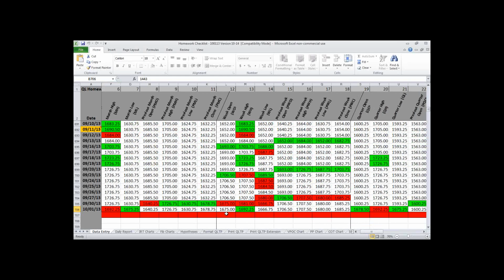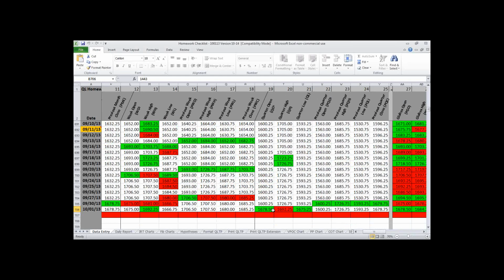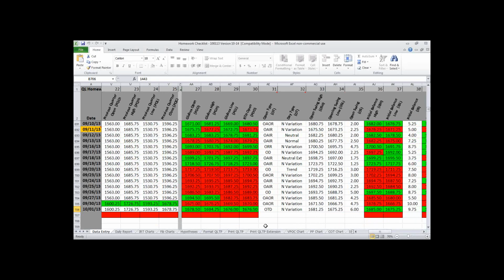Our week open, we opened at 1675. Our high is 1692.25. Our low is 1666.75. And previous week open, 1706.50. Previous week high, 1707.50. Previous week low, 1680. We're below that right now. And our previous week close was 1685.25. We have just started a new quarter, so our quarter numbers are our weekly and monthlies so far. We don't need to go and review them.